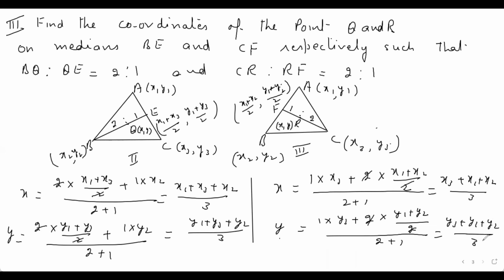So what we have seen in the three cases is that the coordinates of P, Q, R are the same: (x1 plus x2 plus x3) upon 3 and (y1 plus y2 plus y3) upon 3. So coordinates of P, Q, R are same. Now I'm going to solve the fourth part.